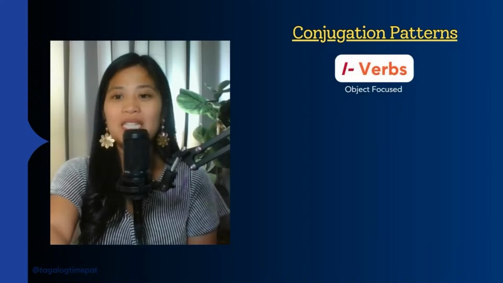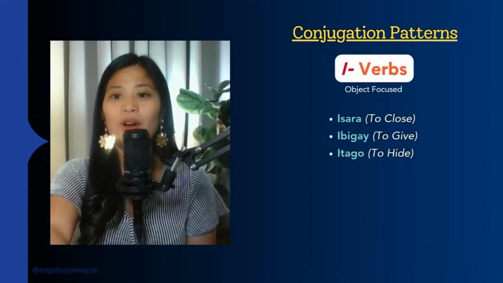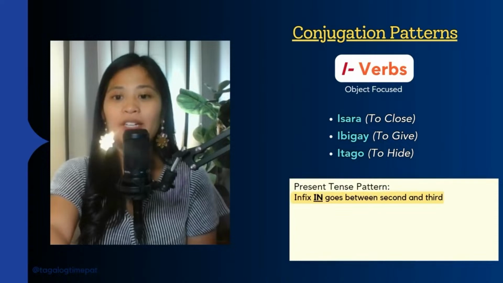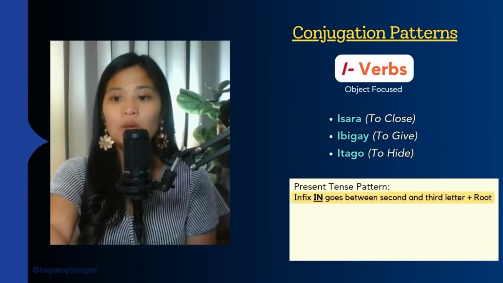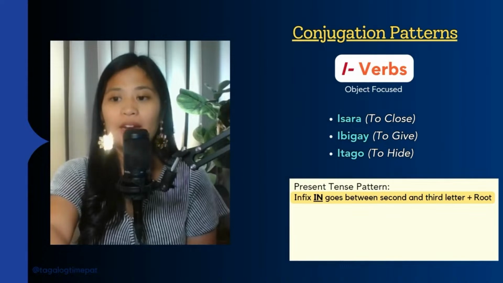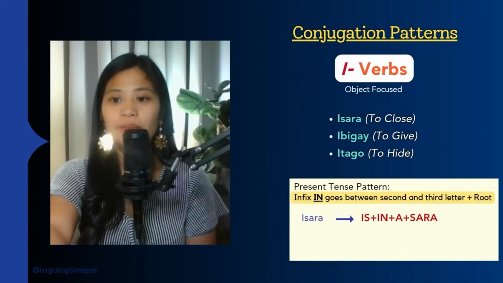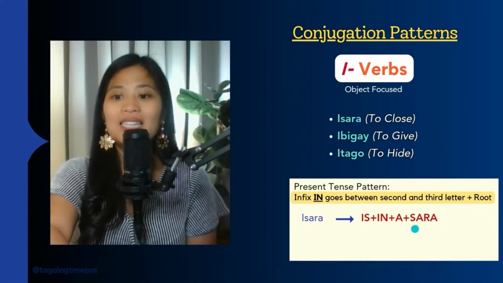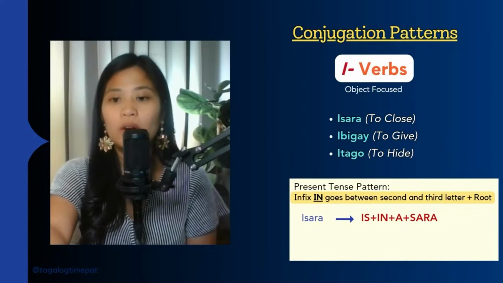Lastly, i-verbs. These are object focused. Some examples are isara, to close, ibigay, to give, itago, to hide. And now the pattern is the infix in goes between the second and third letter, and then it's the root. So isara, to close, becomes isinasara. In goes between the second and third letter, and then the root goes at the end. Isinasara ko yung pinto. I am closing the door.